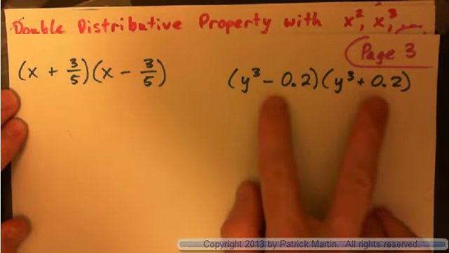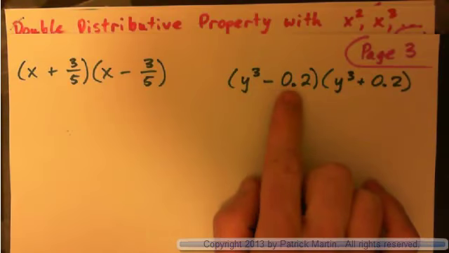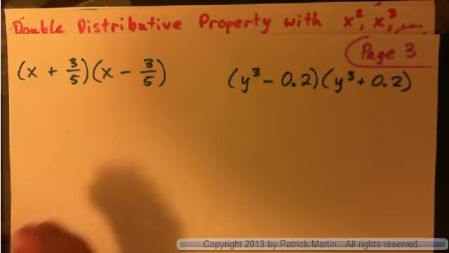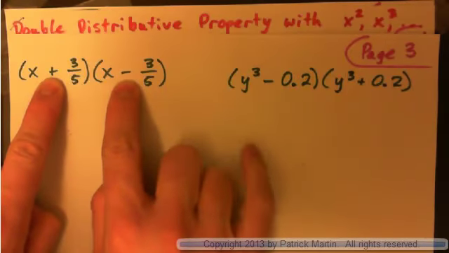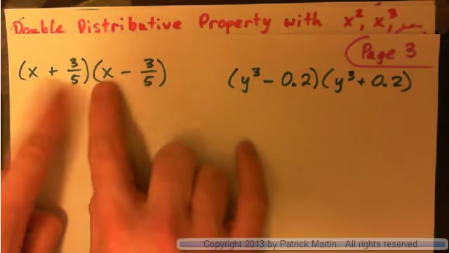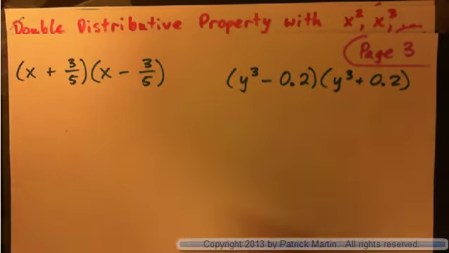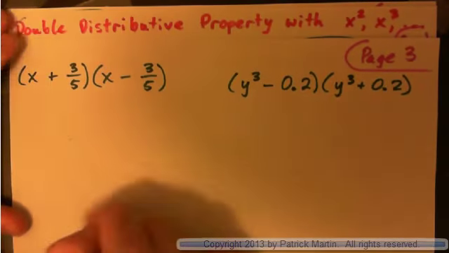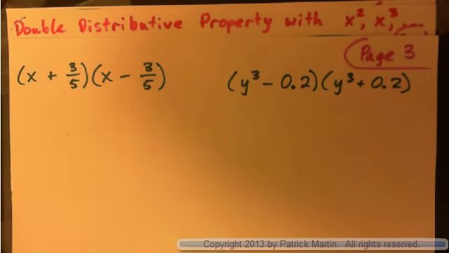And what about this one? What do you see here? A y cubed minus 0.2 times a y cubed plus 0.2. So you can see it's almost the same thing, only there's a difference of signs in between the two terms. In any case, by all means, press pause and multiply this out and see what you get, and then check the video for your answer.